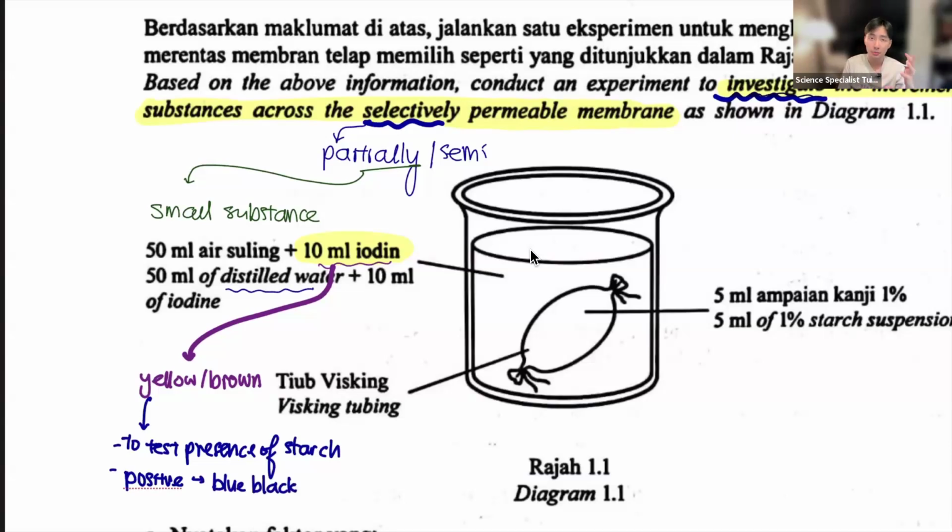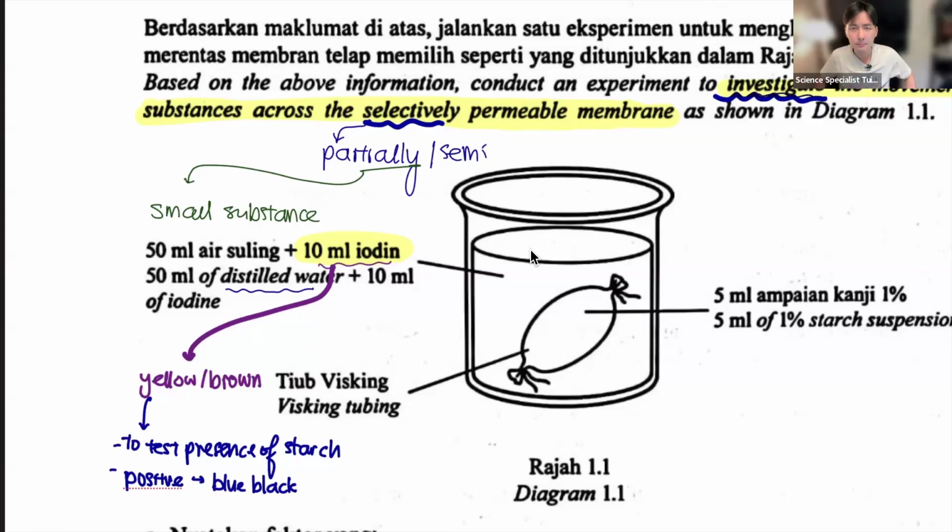Okay, positive, it will turn blue-black. All right. So that's the test for starch. In some cases, they ask you, what is the Benedict solution, Benedict test? I don't know whether you will do it or not, but it's so troublesome. You need to heat it already, then you see the color, brick red solution. Sometimes it's not brick red, sometimes it's orange.